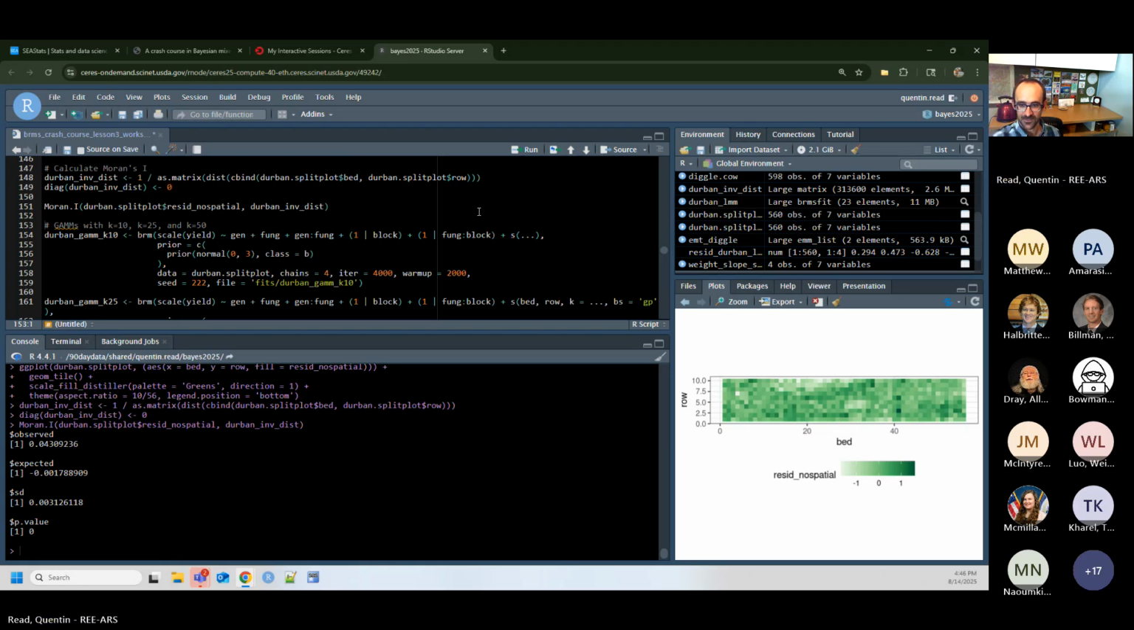Anyone else? Quentin, I have a question. Sure. So this split plot example, this Durbin one we were just working on, when you're doing this, you need to calculate these values down to the smallest experimental unit, correct? Yes.